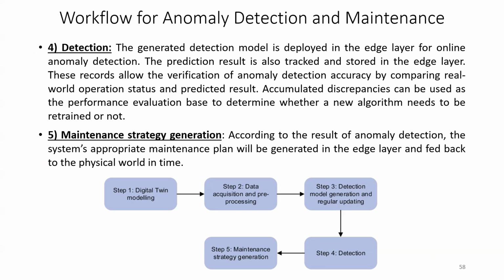And then we have the fifth step about maintenance strategy generation. Based on the anomaly detection results, the system generates a maintenance strategy in the edge layer, and this ensures that any detected faults or degradation trends are addressed promptly. The strategy is then communicated back to the physical system, allowing the system to take preventive or corrective actions or maintenance actions in real time.